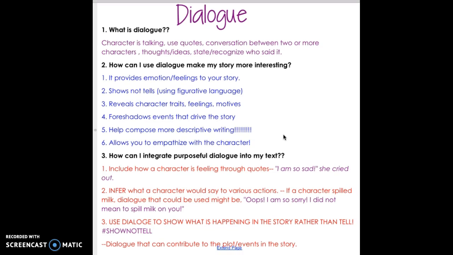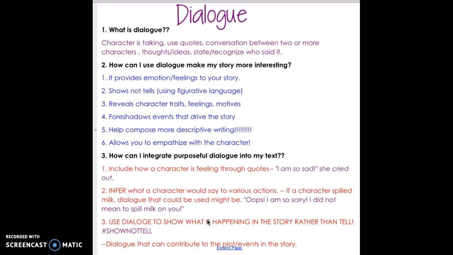How can I integrate purposeful dialogue into my text? So you include how a character is feeling through quotes. So here's an example. "I am so sad," she cried out. It's telling you how the character is feeling. Dialogue helps you infer what a character would say to various actions. So if a character spills milk, dialogue that could match that would be, "Oops, I'm so sorry. I did not mean to spill milk on you."